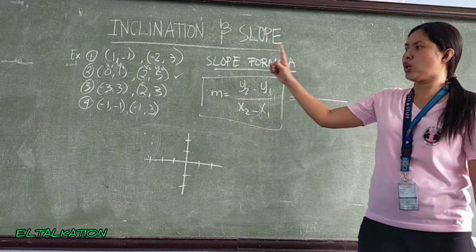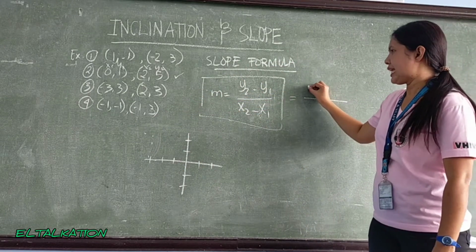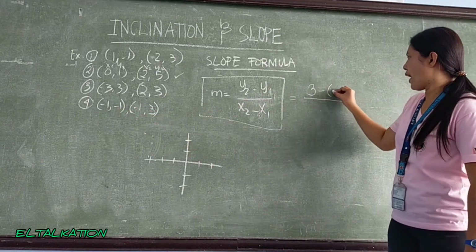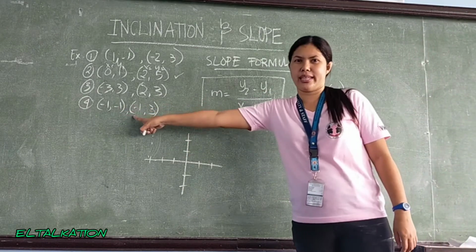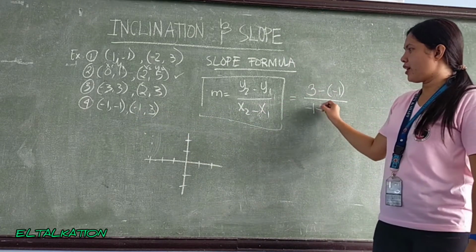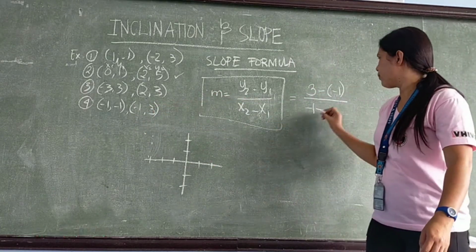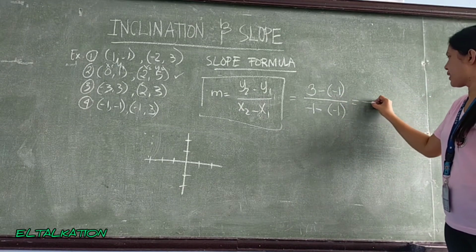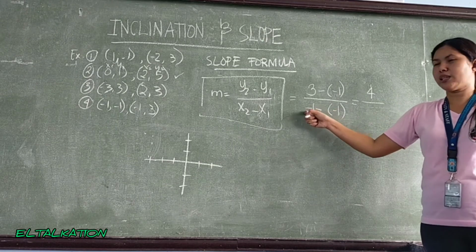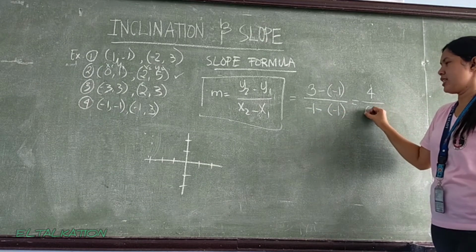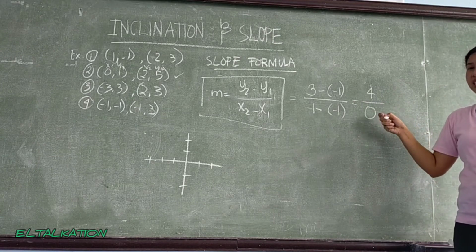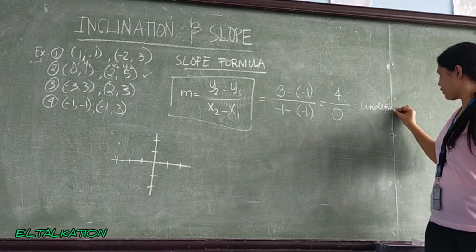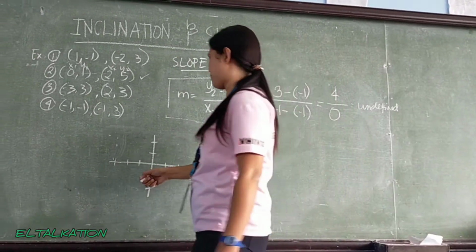Okay, so y sub 2 is 3 minus y sub 1, which is negative 1. X sub 2, negative 1, minus x sub 1, which is negative 1. So, 3 minus negative 1 is positive 4. Negative 1 minus negative 1 is 0. Since 4 divided by 0 is undefined, undefined siya. Okay, so, let's plot.